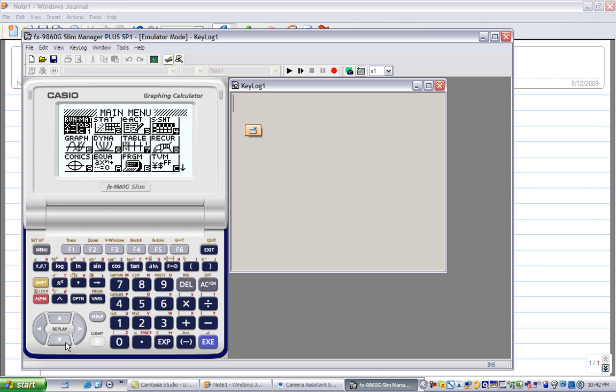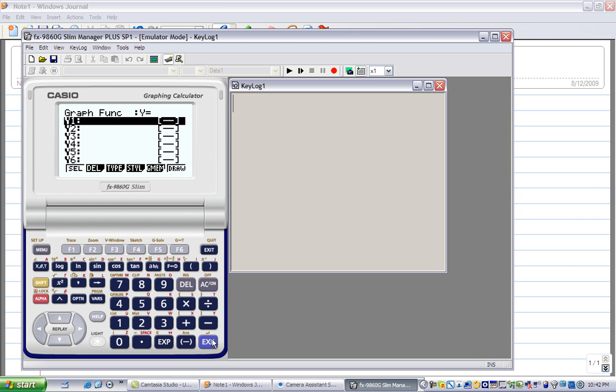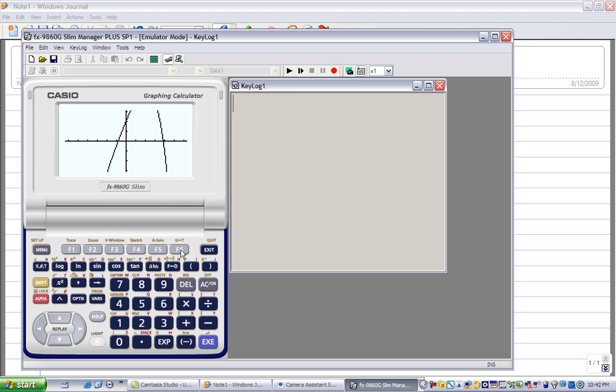We can go to the graph function and then we key in the equation of 3x minus 2 to the power of x plus 3. Execute this and draw. So you roughly get the shape of the graph which was given to you already in the question.